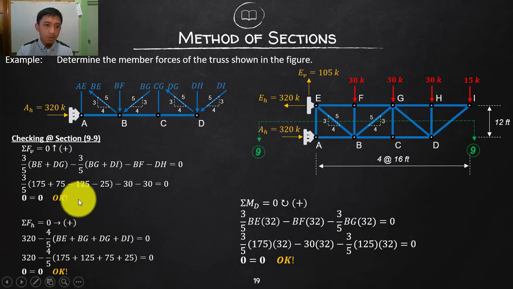Then we will proceed with horizontal. What are the forces horizontal? This component of this, component of that, component of this, and so with this. So we have 1, 2, 3, 4 components and the reaction.